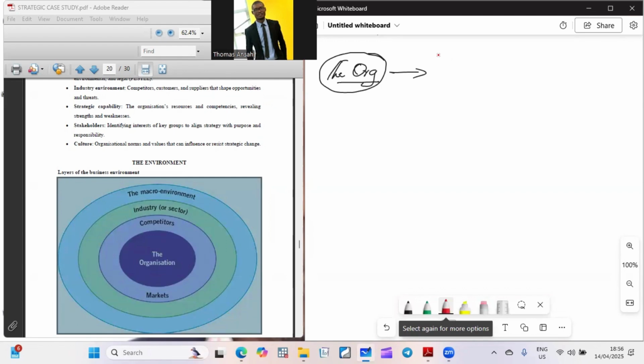Now, when you look at the organization, of course, you will be doing the internal analysis, but you will also be doing the external analysis. You see, the external, we have the macro, we have the industry, the sector, and also your competitor is there with your market. So the competitor and the industry form the task environment, which we will discuss. But these are the layers of an environment. So you see what is on your screen. That is the layer of the environment surrounding an organization.